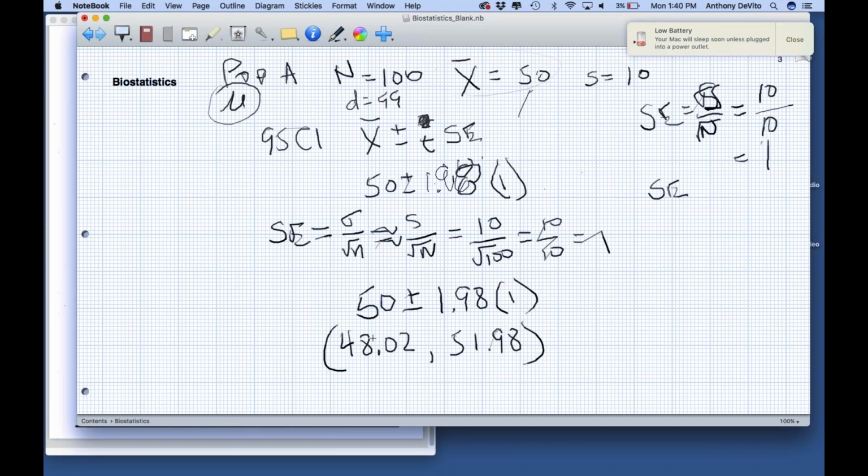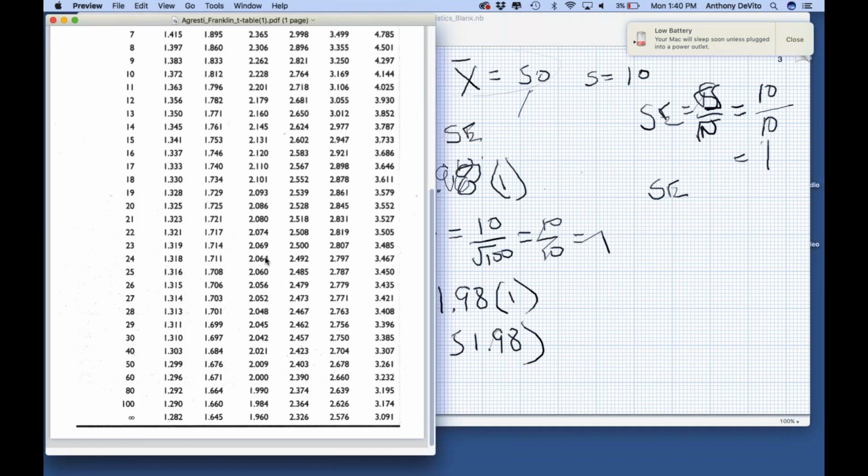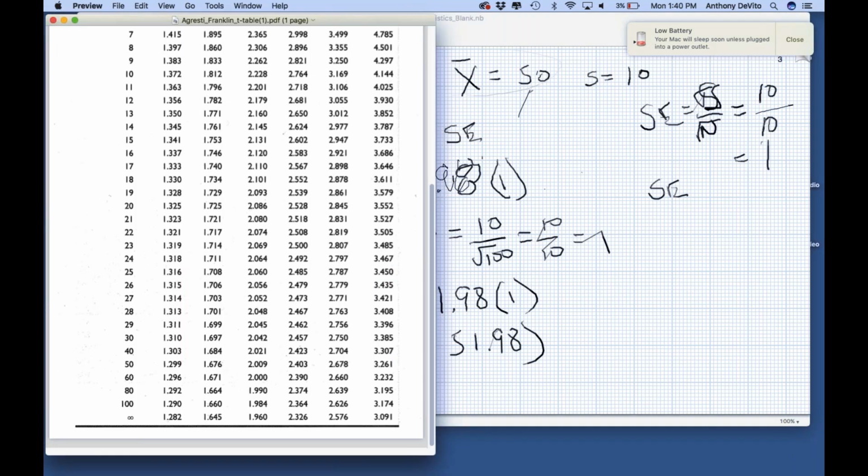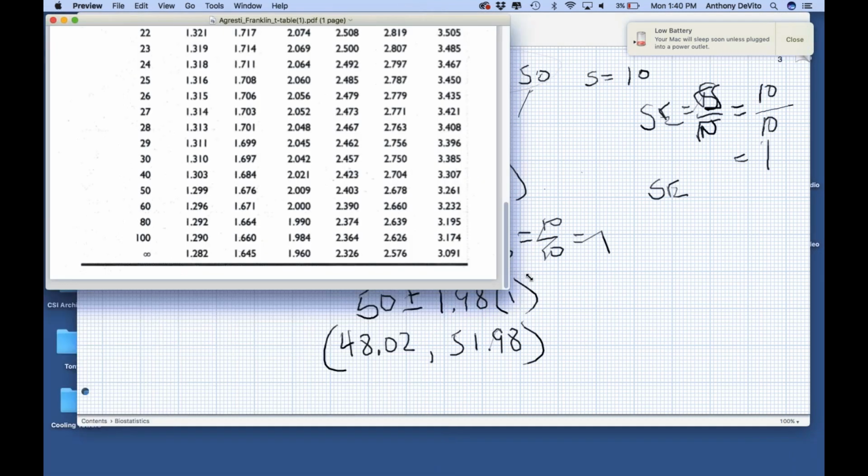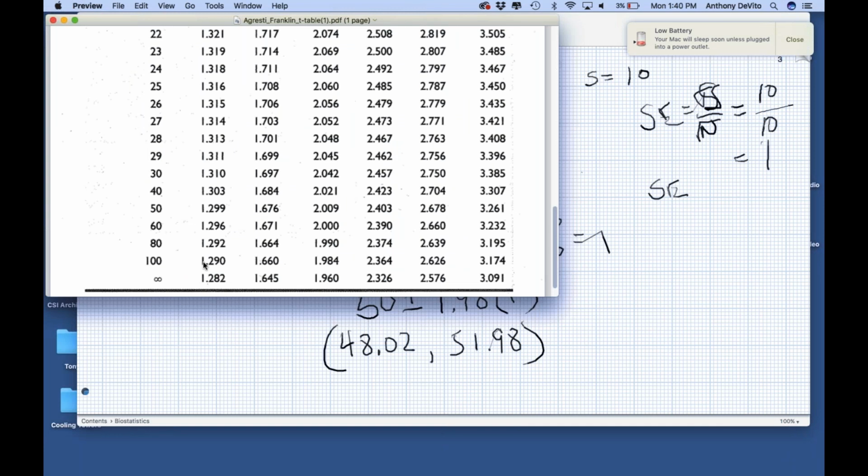I'm sorry, I needed to get the value of t. Here, I'll bring it up again. Can you see it up there behind me? So I took the closest number, which is 100, and I used 1.98.